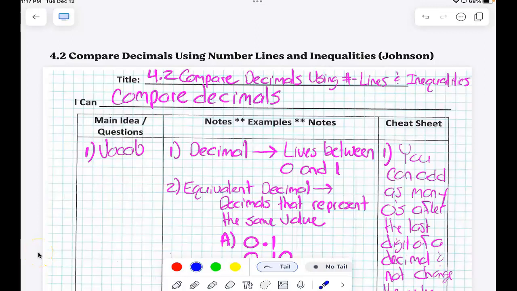Johnson's class? 4.2, compare decimals using number lines and inequalities. Can you compare decimals? Yes. Here we go. You guys ready? Yeah. Where do decimals live? Between 0 and 1. I need everybody here between 0 and 1, right?